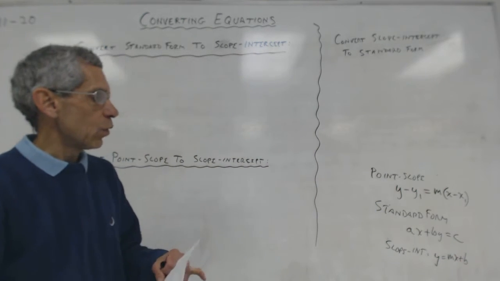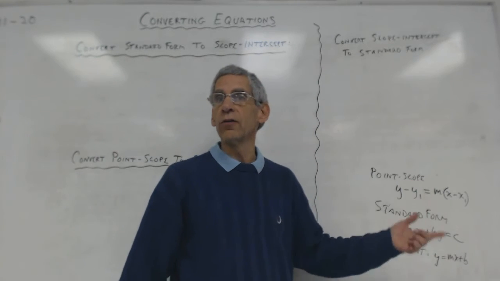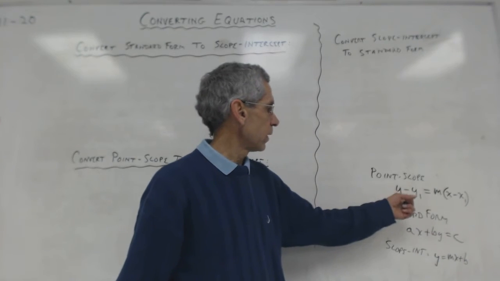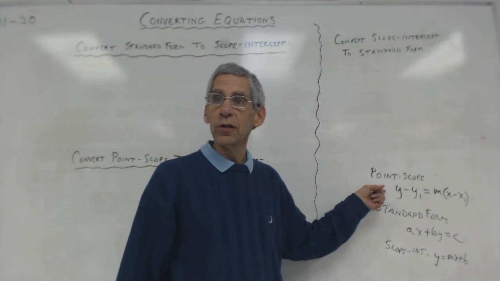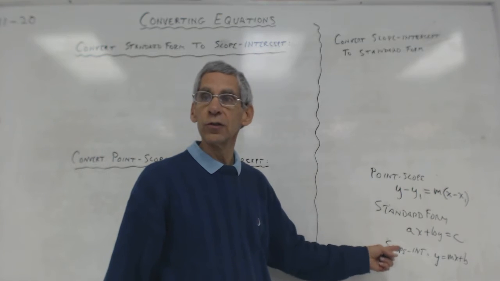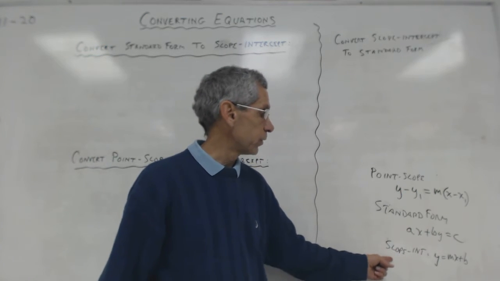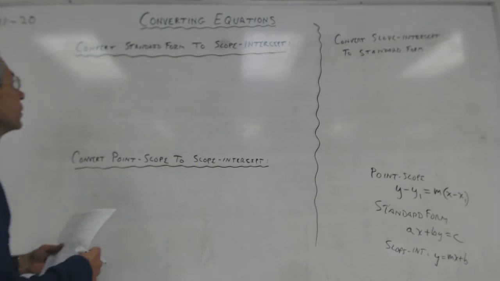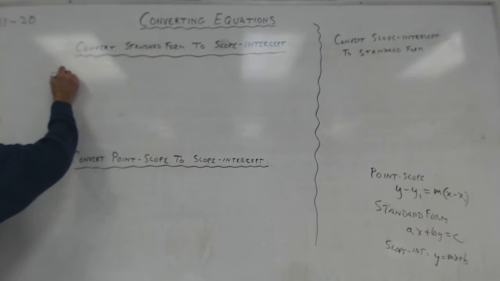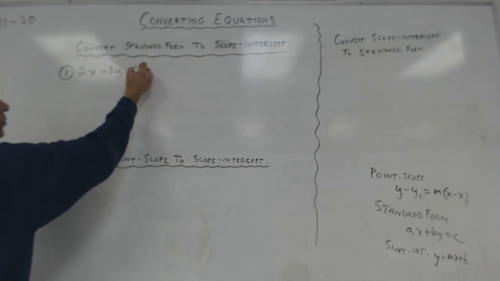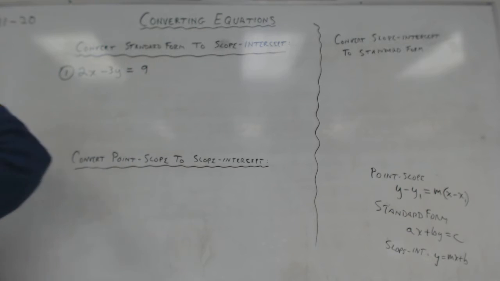All right, so if we're in one of these formats and we have to go to another format, it's important to know how. It's rare that you're going to go from slope-intercept to point-slope, but it's very common to go from point-slope to slope-intercept. And it's very common to go from standard form to slope-intercept, and from slope-intercept to standard form. So those are the three that we're going to do. Convert standard form to slope-intercept. So if I gave you, this is our first example, 2x minus 3y is equal to 9, what would I do?